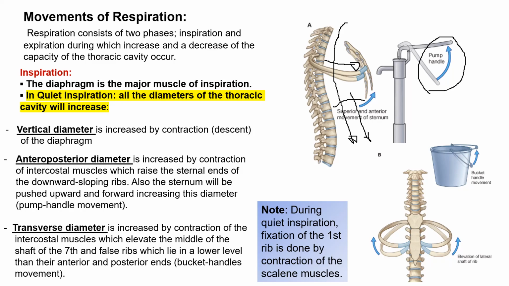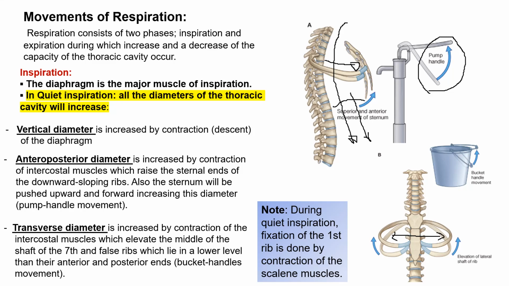The transverse diameter, which extends between the ribs, will also increase. This occurs by contraction of the intercostal muscles, which elevate the shaft of the seventh rib and the lower floating ribs to the outer side, displacing them laterally, increasing the transverse diameter of the thorax.